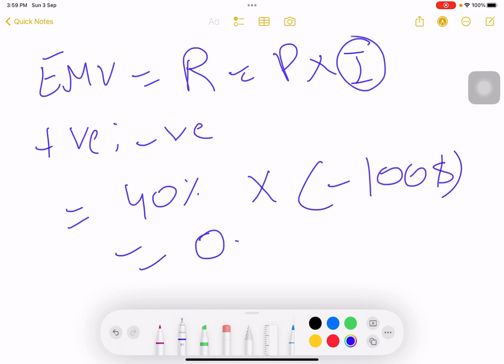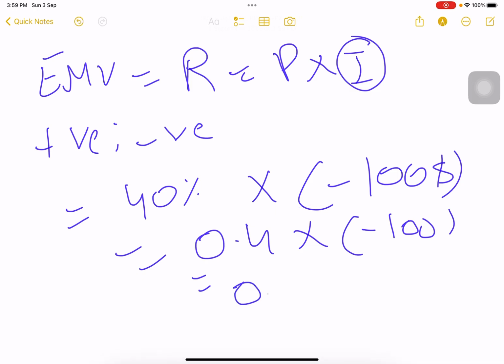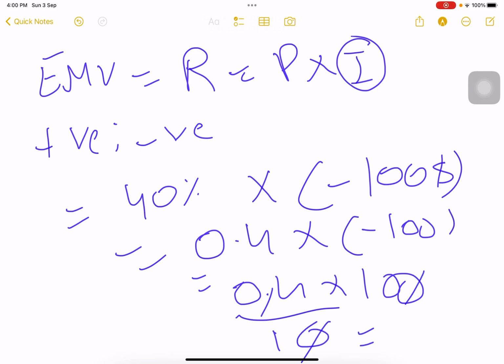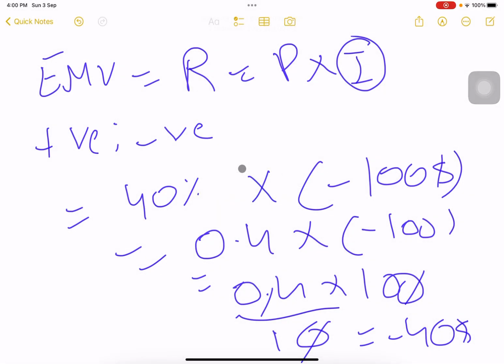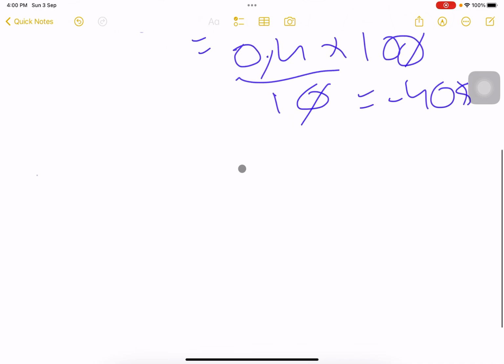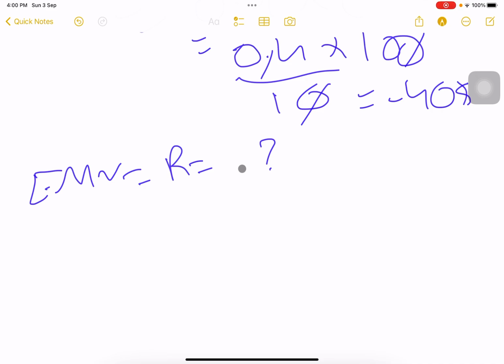If we want to solve 0.4 into minus 100, simple calculation, 0.4 into 100, 10 comes here, it goes there, so minus $40. If the question had talked about the risk being positive, then we would straightforwardly use the positive risk in that calculation. I hope that is clear. This is for expected monetary value, or you need to calculate the risk into it. I haven't seen any question in the exam for this, but you must know that.